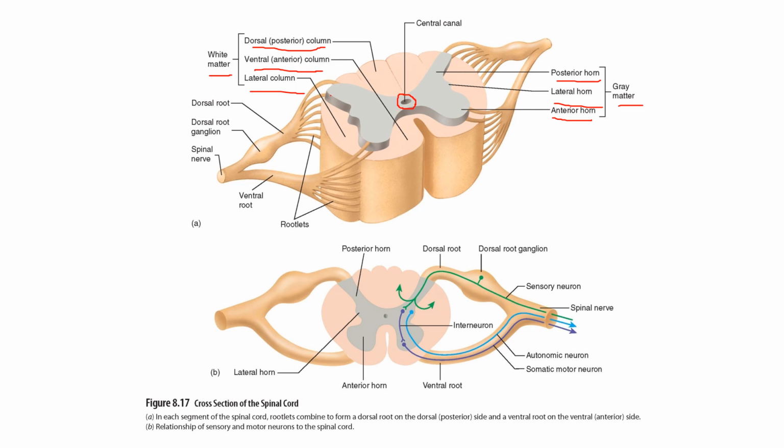For the cross section of your spinal cord, the second image shows you the relationship of the sensory and motor neurons to the spinal cord. Here, at the spinal nerve, you see the sensory neuron, the dorsal root ganglion, and how it synapses with your autonomic and somatic neurons. So it goes in the gray matter.